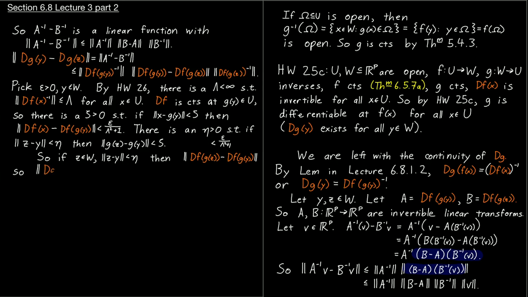Our dg of y minus dg of z is less than, we've got a lambda, we've got an epsilon over lambda squared plus 1, we've got another lambda, it's less than epsilon, so dg is continuous at y for all y in W, and that shows that g is continuously differentiable, and that completes the proof of the implicit function theorem.